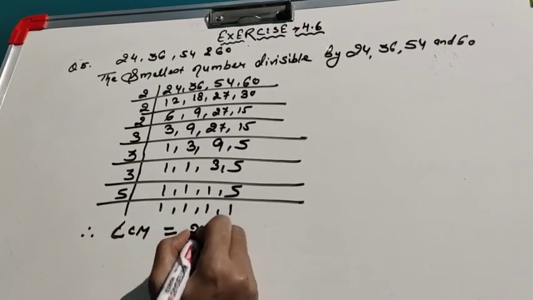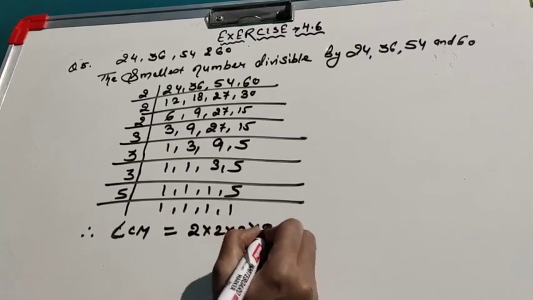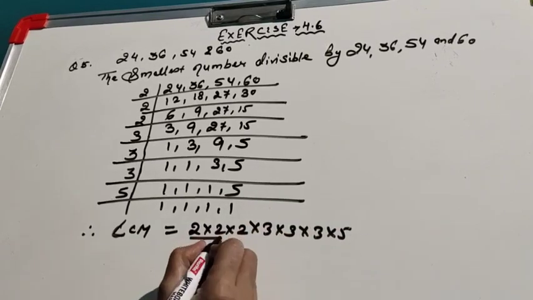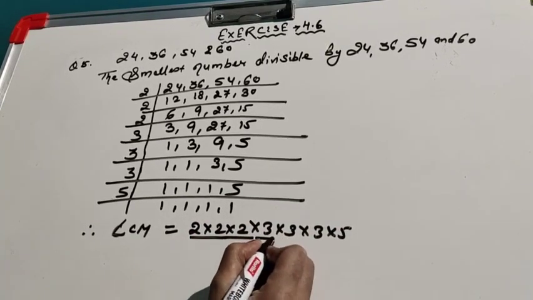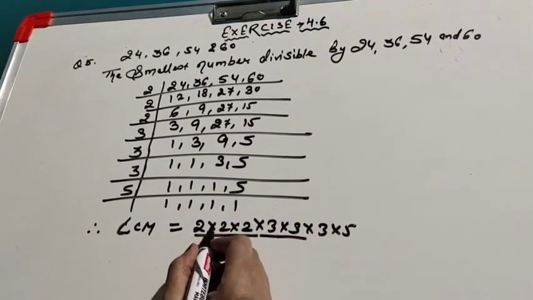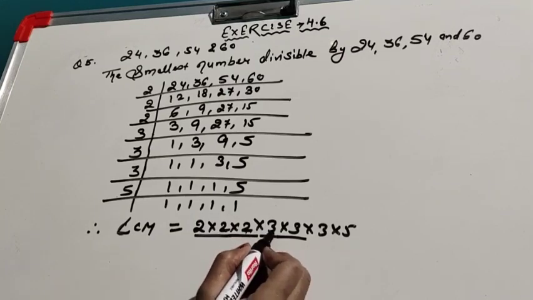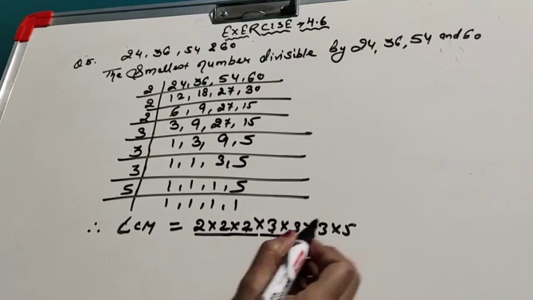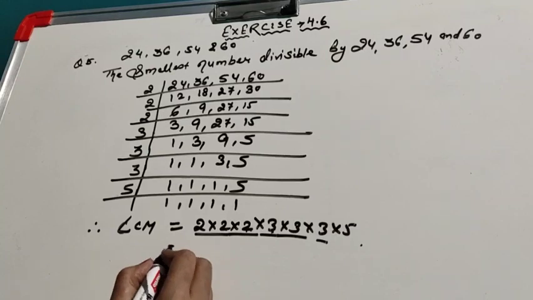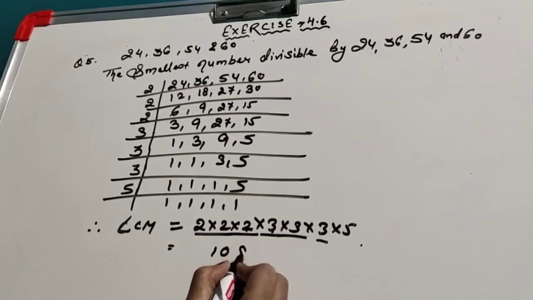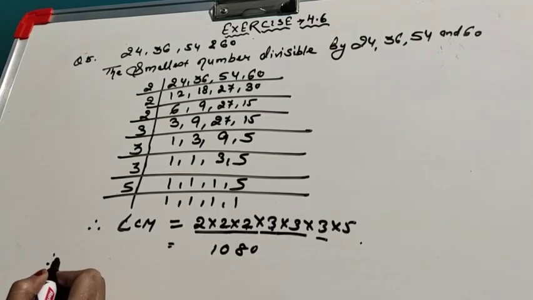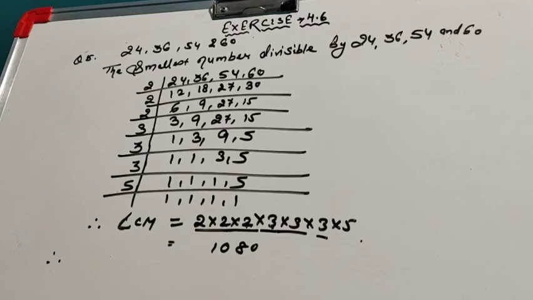Okay. So therefore LCM is equal to 2 multiply with 2 multiply with 2 multiply with 3 multiply with 3 multiply with 3 multiply with 5. Now you have to multiply. 2 2 is 4, 4 2 is 8, 8 3 is 24, 24 3 is 72, 72 3 is 216, 216 multiply with 5. So it will be 1080.